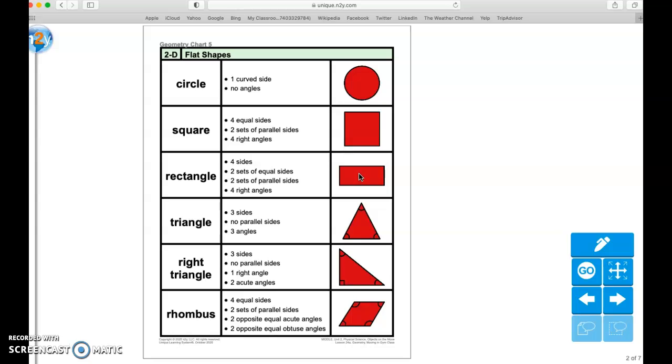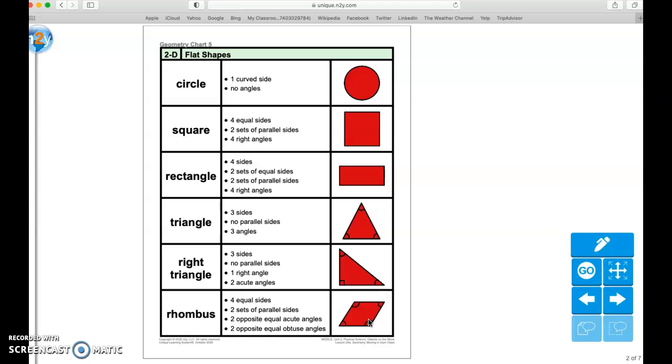A rectangle has 4 sides and 2 parallel sides, just like a square. It also has 4 right angles. And a triangle has 3 sides and it doesn't have any parallel sides. Remember, when they're parallel sides, they can go on and not touch. So triangles do not have that. And then it has 3 angles. Each one of these is an angle. A right triangle is a little bit different because a right triangle has 1 angle that is 90 degrees and the rest of them are smaller.